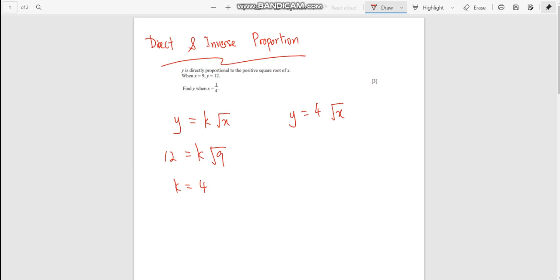Then we can find the y when x is 1/4. So you just sub in 4 square root 1/4. Then we can know what is the y. So 4 times square root 1/4, you get 2. So this is how you do direct proportion.